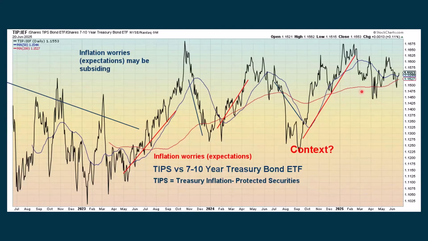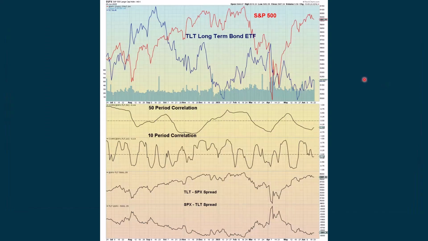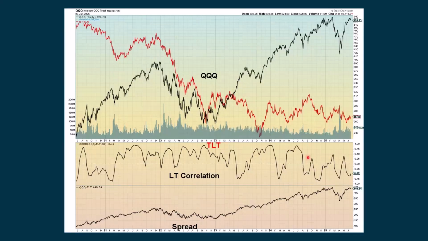and seeing pretty much that same thing when we look at TIPS with 7 to 10 year bonds, just kind of meandering sideways lately. And we look at the long-term bond, which is in blue, and then the S&P, which is in red. The longer-term correlation had been dropping off. It's starting to improve. But when we look at the short-term correlation, we're pretty much neutral right now.